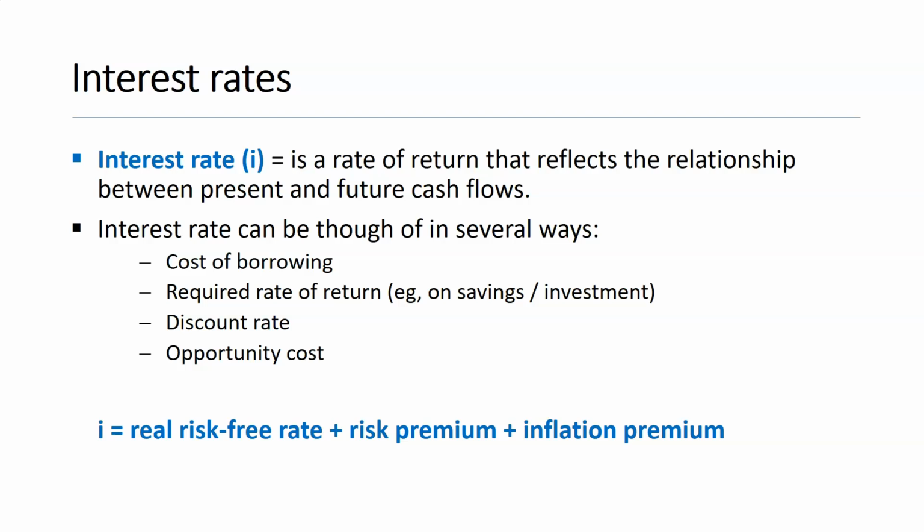It can be a rate of return on your capital. It's a rate of return on your savings, for example, or investment. This is what you will get on top of the original invested amount that someone else will pay, someone who borrowed your money. You can also think of the interest rate as the discount rate.